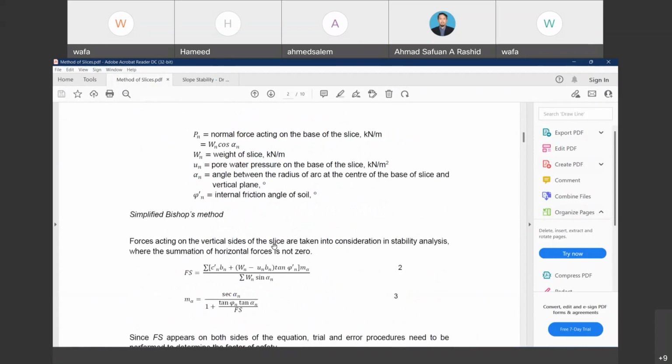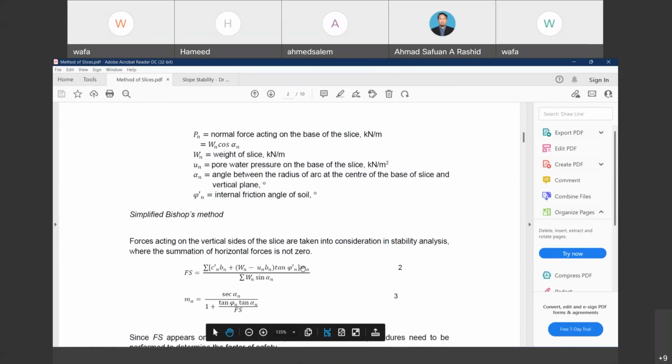So for the simplified Bishop method, due to some different assumptions from the Fellenius, Bishop assumes they consider the side force in the determination of the factor of safety. So they have a vertical and also the horizontal, so both values have been considered, and also include the pore water pressure. By assuming this kind of approach, if I'm not mistaken, I already told you based on the force polygon, later on the equation becomes as shown in equation 2.